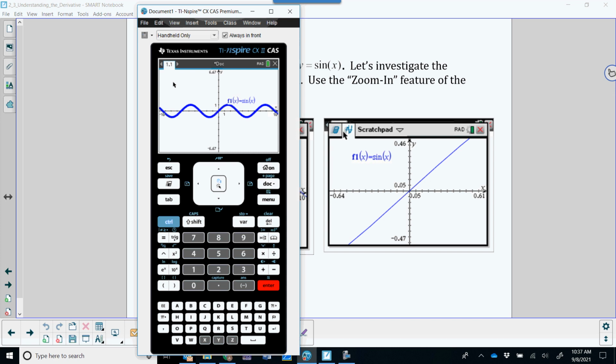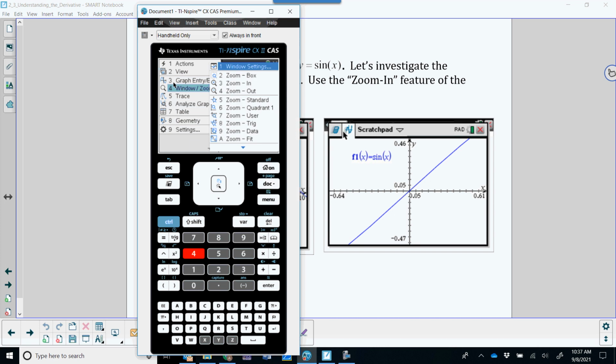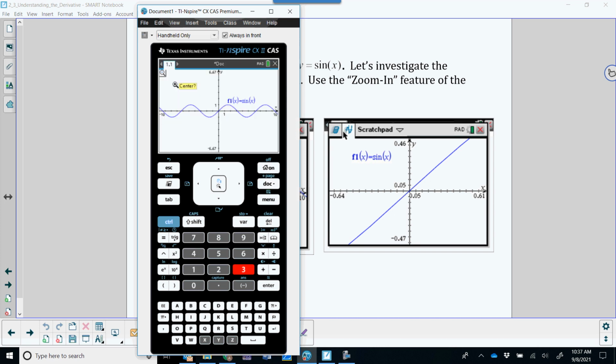Then what we're going to do is zoom in really close to the origin. Now, zoom in and zoom out are not really something that I would suggest you use, except in a case like this, where you're literally zooming in at a very specific place. So you go to Menu, Window Zoom, and you have number 3, Zoom In. They ask you for the center, so you're going to click with your touchpad to get to the center, and then you just keep hitting the center, keep hitting the center. So if I zoom in, and then I hit escape, so my cursor's not doing that anymore.